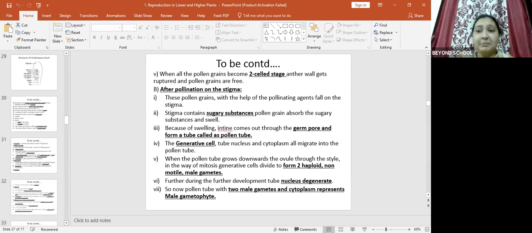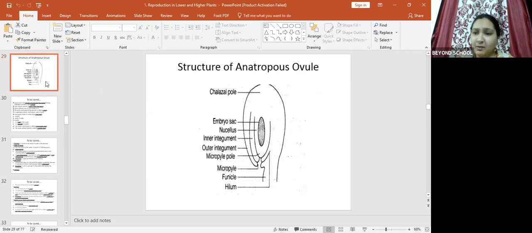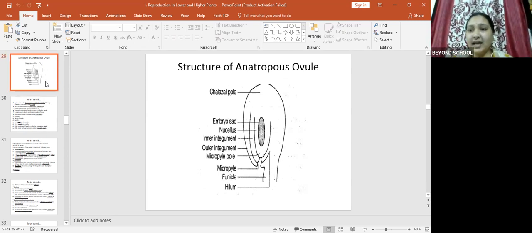Now, this was the development of the male gamete, the major male gamete, which is important in sexual reproduction, right? Now, for sexual reproduction, only one sex cell is not enough. It is also necessary to have a female gametophyte. Now, let us begin with the structure of an anatropous ovule, right?